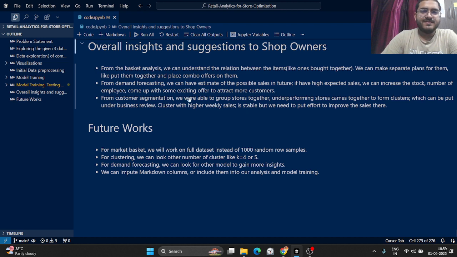And from the customer segmentation, we are able to group stores together. Let's say we have some underperforming stores, so we can come up with some plans and put them under a business review. And also customers with high weekly sales must have good or high purchasing power there. So we also need to put much effort there. This has the capacity to grow a lot more.